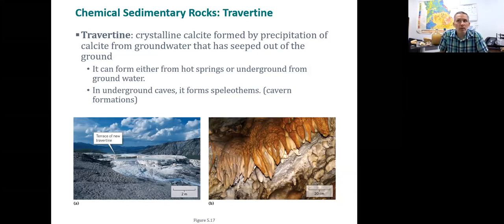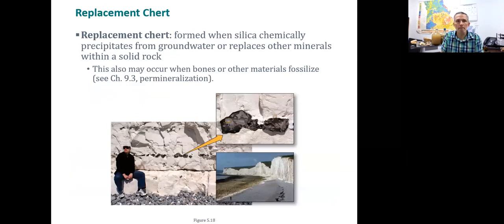Another place that you can end up with this travertine deposits is in caves, where the water evaporates, leaving behind the dissolved mineral calcite. So here's some of the replacement chert, where we have limestone, where the silica is replacing some of the limestone. Around here in Missouri, we have lots of examples of this limestone.